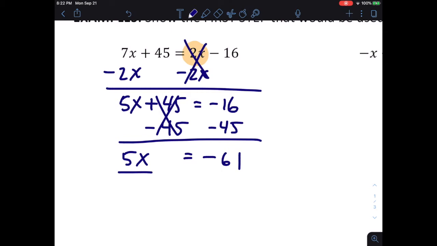Okay, and then I'm going to divide both sides by 5. So the 5's cancel, so we have x is equal to, well, 5 doesn't go into 61 and end up being a nice neat whole number. It's going to end up being a decimal, so it's negative 12.2. All right, if you need a calculator to do that, that's perfectly fine. I didn't need one, but that's okay. If you need a calculator, I want you to use a calculator.